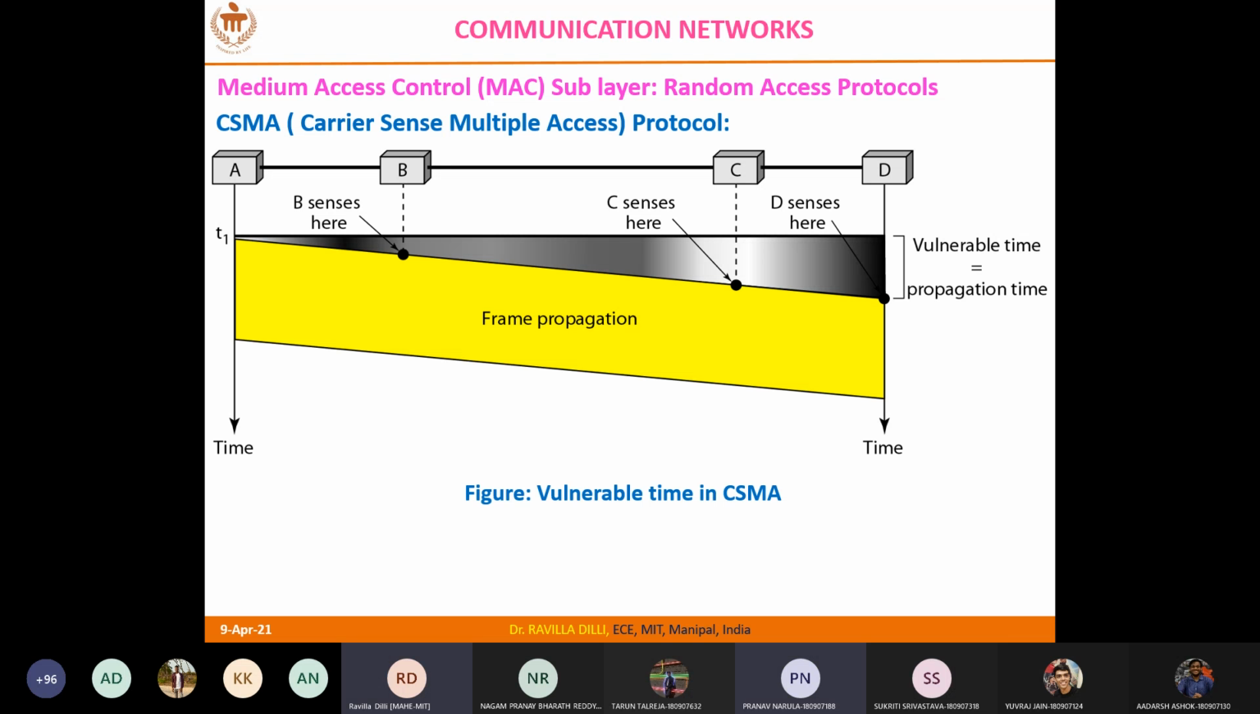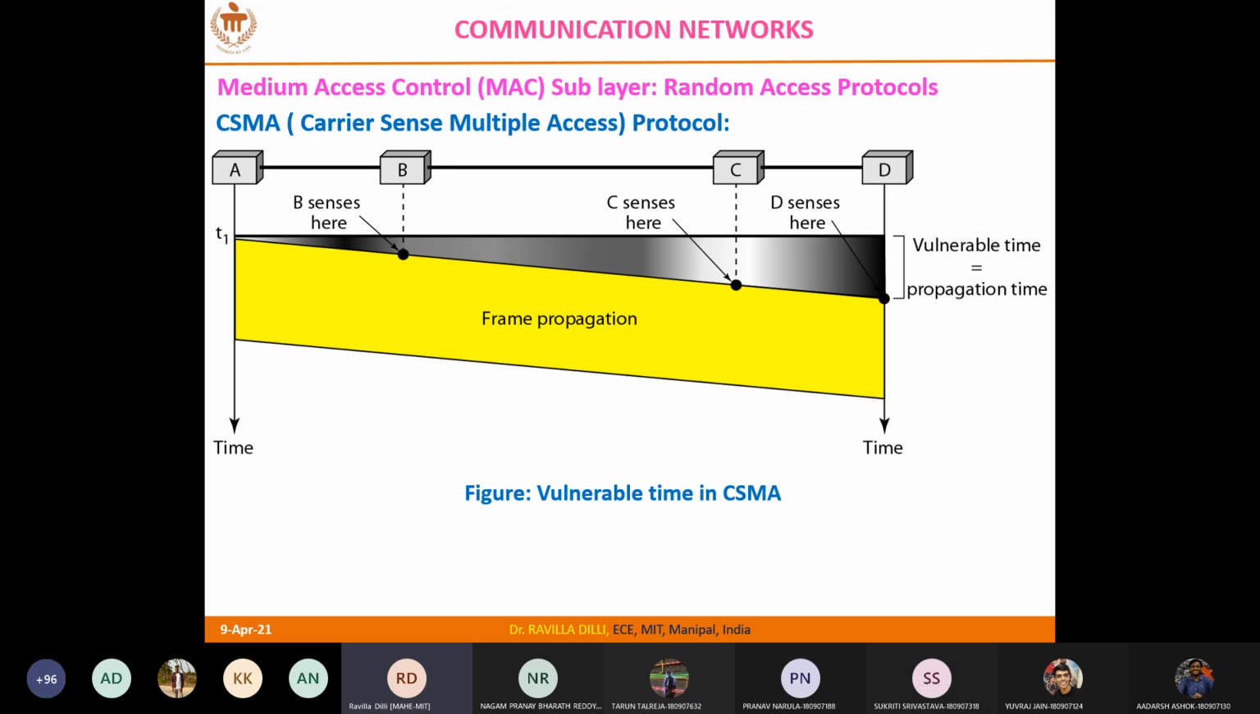Because the vulnerable time's definition is that after this time we can guarantee that we can transmit bits successfully without any collision. Yeah. So here the vulnerable time is the duration of time where there is more probability that your frame is going to get collisions. Okay. So if you overcome that time, then you will get success.